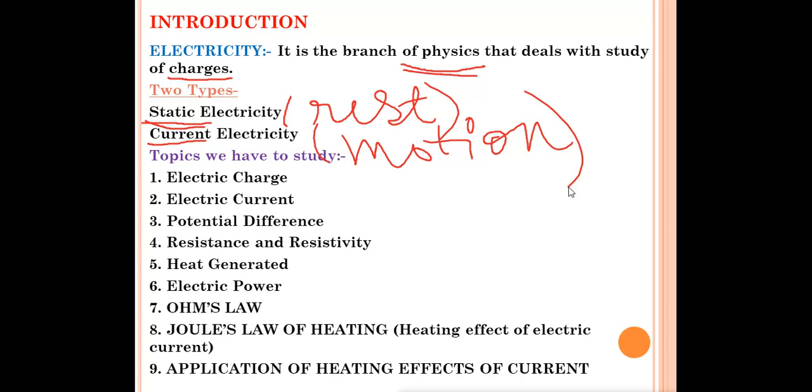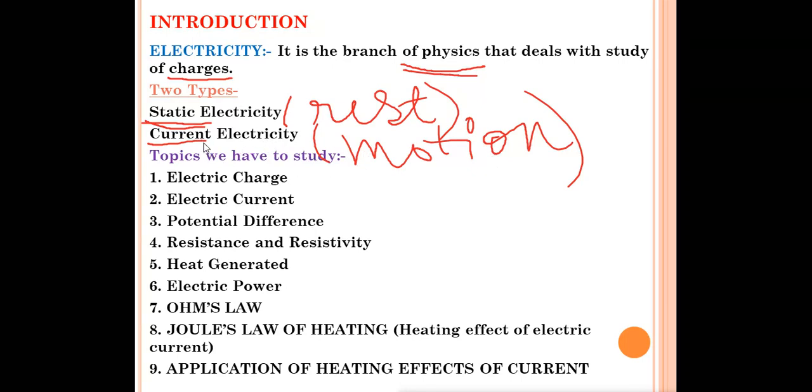For example, if you take a scale which is made up of glass, and if you rub that scale on your hair, and after that if you bring that scale close to some pieces of paper, what will the scale do? The scale will attract those papers, right? That is an example of static electricity. In that, the charges will be fixed at a point. They will not flow from one place to another. But in current electricity, the charges will flow or move from one place to another. So in current electricity, the charges will be in motion.